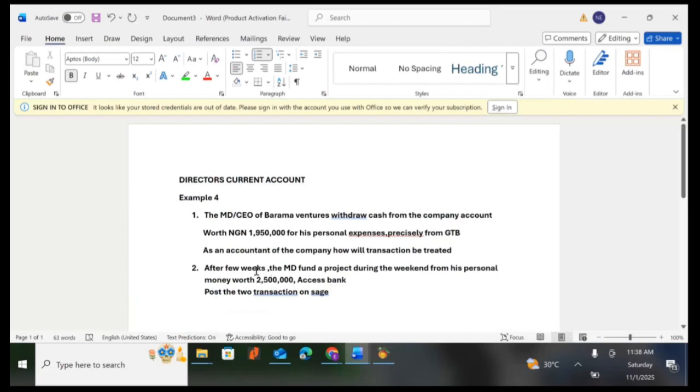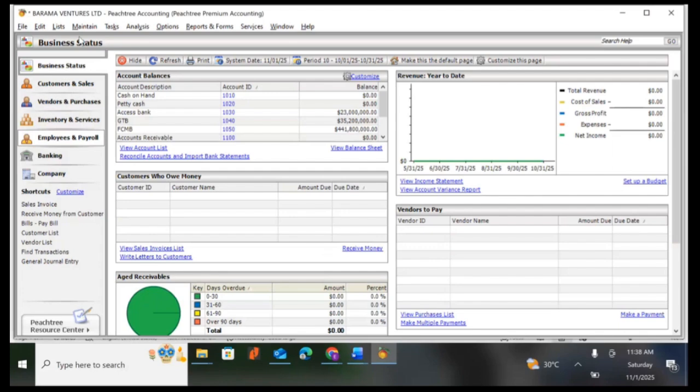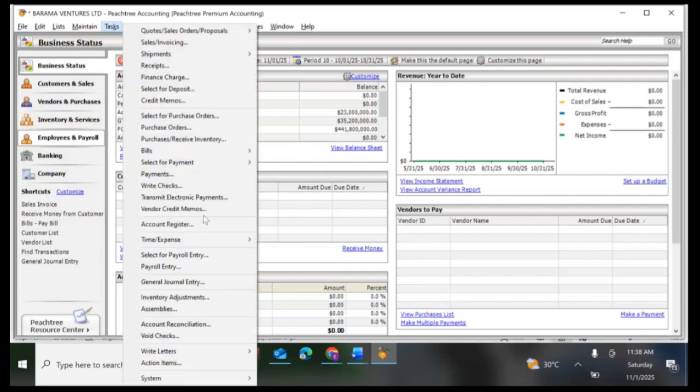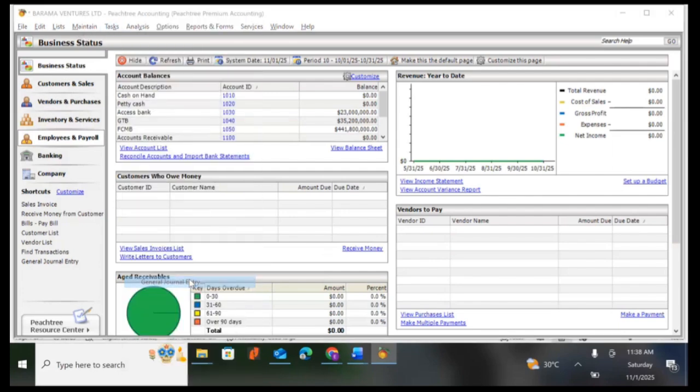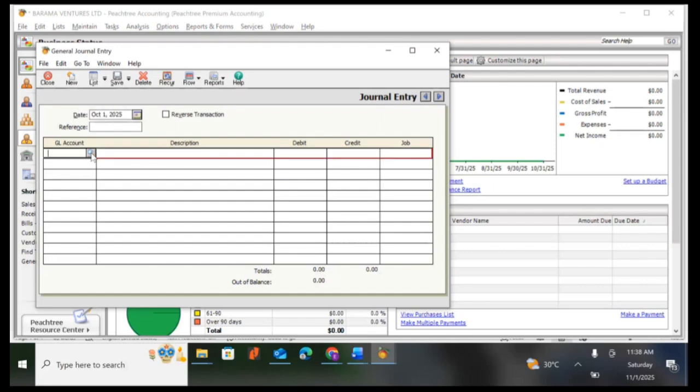So let's post this second transaction. 2.5 million naira, the director helped us to fund the project. So let's go to task, general journal. So who is receiving and who is giving? Now, it depends on what the director helped us to do. I think the director loaned us money. He lent us money. The money was transferred to our account.